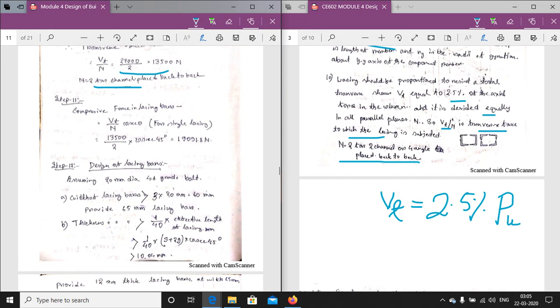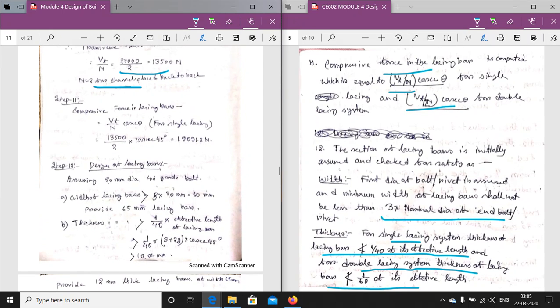Similarly, the compressive force in the lacing bar is Vt by N cosec theta as per this formula for single lacing. So we are getting the compressive force in the lacing bar equal to 19,091.8 Newton. This is the actual force in the lacing bar. This is an important value because the lacing bar should have the strength to withstand the force. We will check that in the later stages.